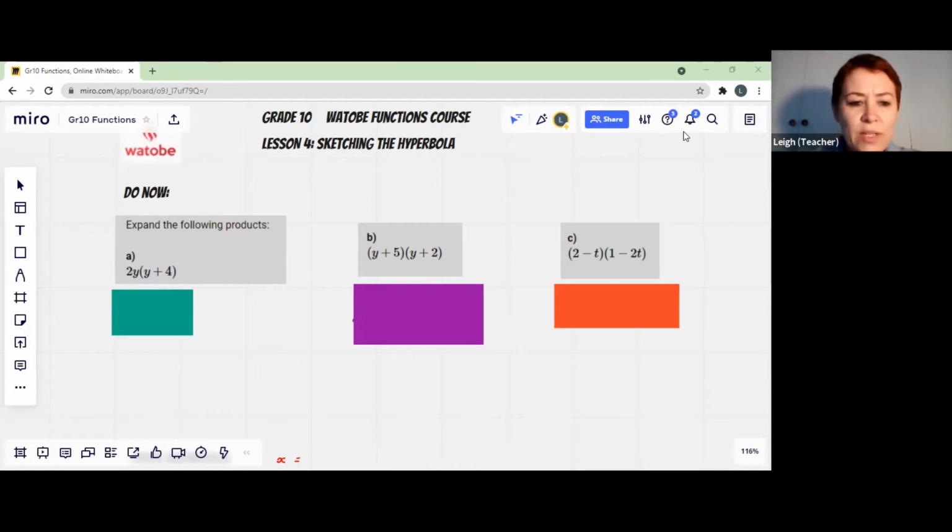Okay, so as always, grade 10s, please get started on the do now. See if you can do 2 or 3, it's up to you. And then we'll get on with our lesson as soon as everyone's joined.